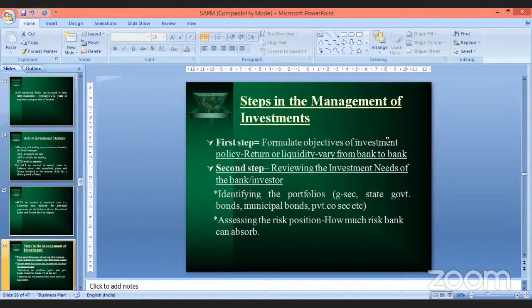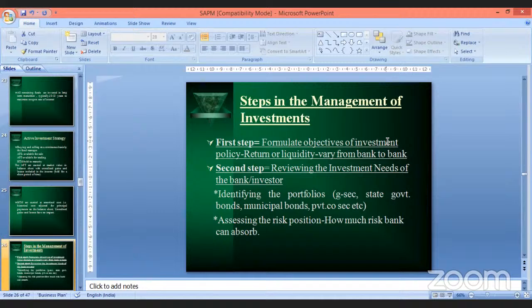And in the second step, what will you do? Reviewing the investment needs of the bank. Bank means an institutional investor, or an investor like you and me, individual investors. So in the second step, you have to review the investment needs. Why is there a need for investment? You need to identify the portfolio.